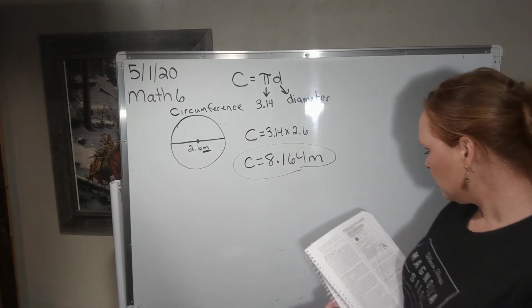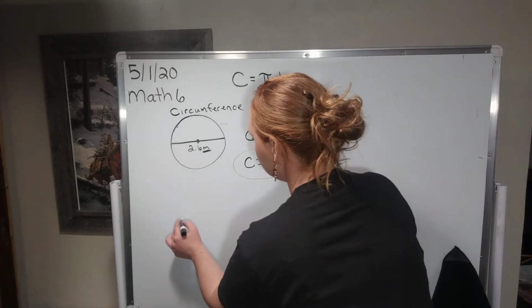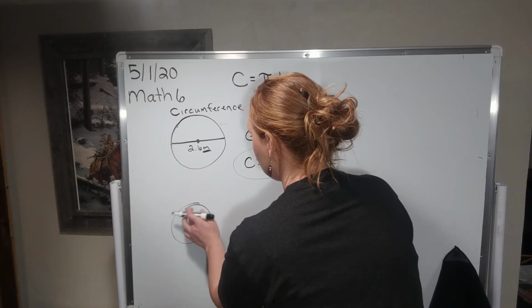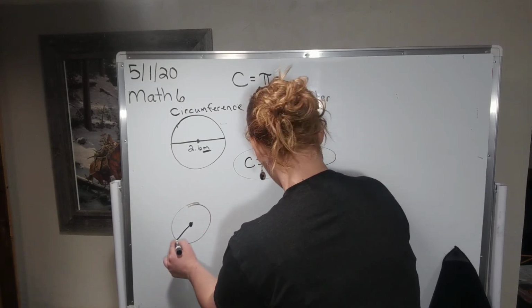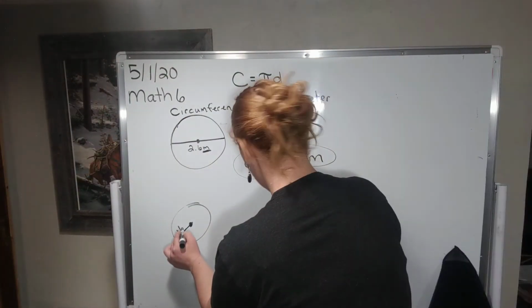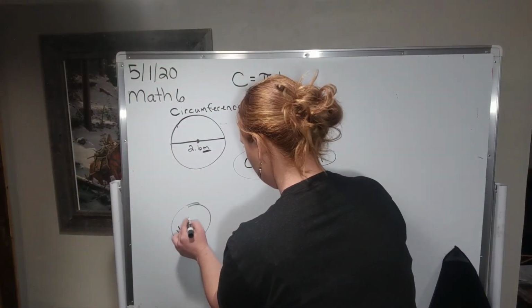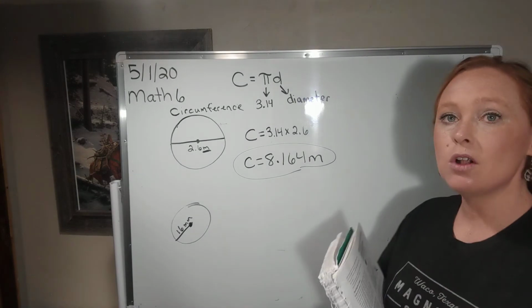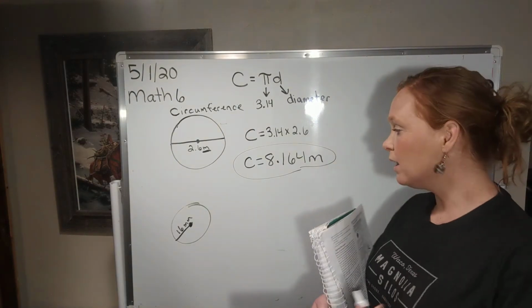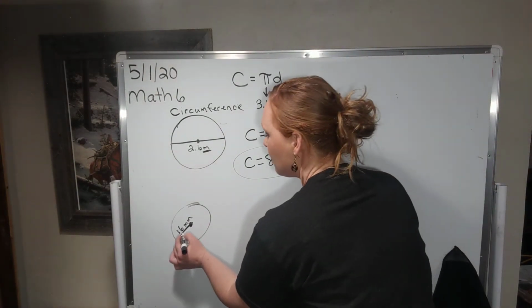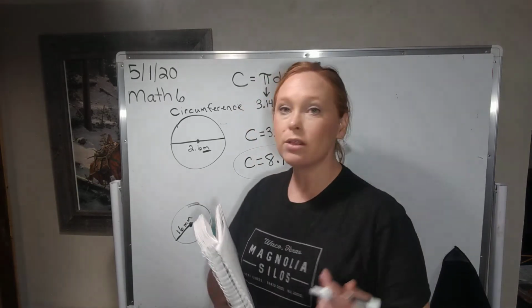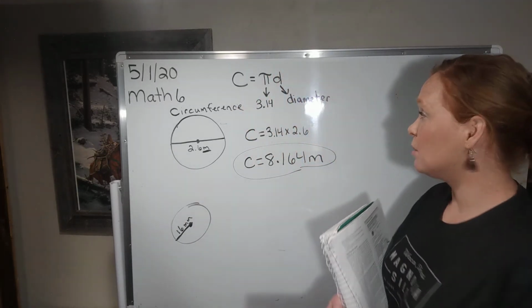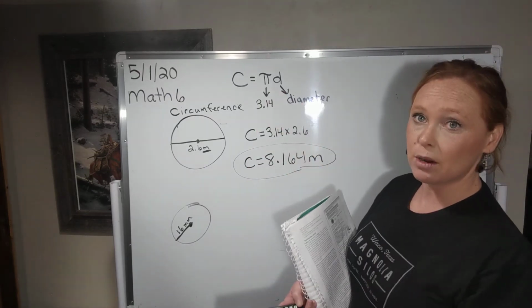But look at the next circle that they give us on page 300. They give us a circle, and then they only give us a part of the diameter. And if you can remember, 16 millimeters, that's called a radius. So they really only gave us half of the diameter because a radius is half of the diameter. So now how can we get the diameter? Because we have to have the diameter for our problem.